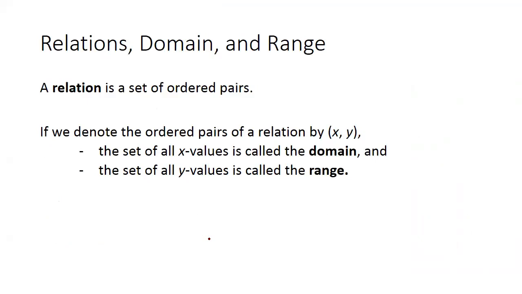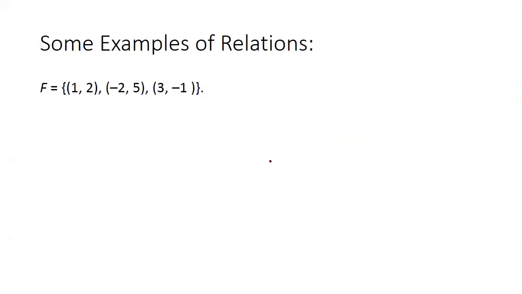A relation is a set of ordered pairs. So in this case, if I look at x and y, x here corresponds to the domain, and y here corresponds to the range. That's the first thing you want to remember. So in this example, if I have a bunch of ordered pairs that correspond to maybe a graph of something, the domain would be 1, -2, and 3, and your range would be 2, 5, -1.